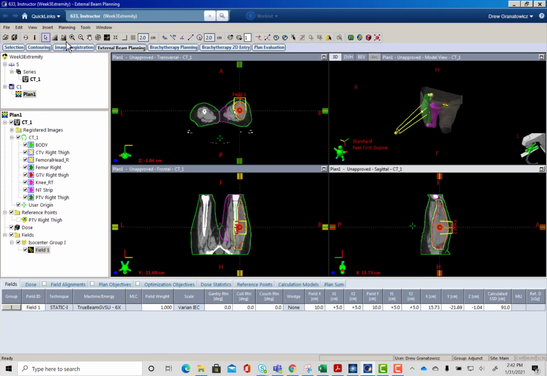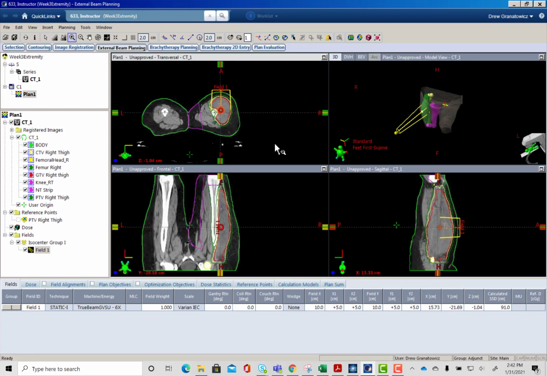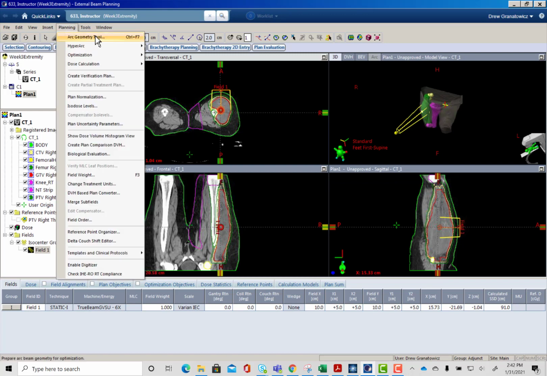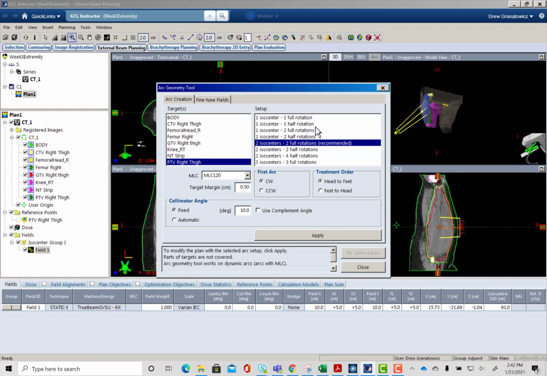Okay, so to add my beams, I'm going to use what's called an arc geometry tool. If I come in up here and go to planning, this first option is arc geometry tool. All it's going to do is give us a good starting point. Based on the size of this PTV, it's suggesting that we use 2 isocenters with 2 full rotations. We don't want to use 2 isocenters though. One should work out fine. So we're going to do 1 isocenter with 2 half rotations to get started.